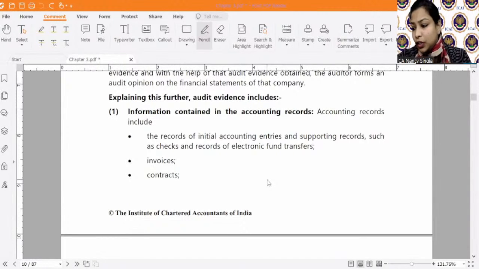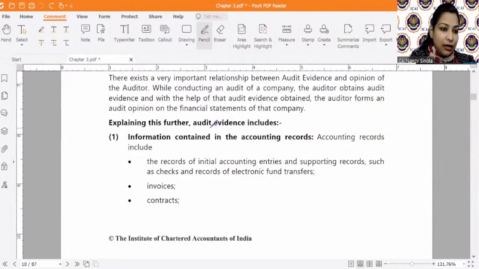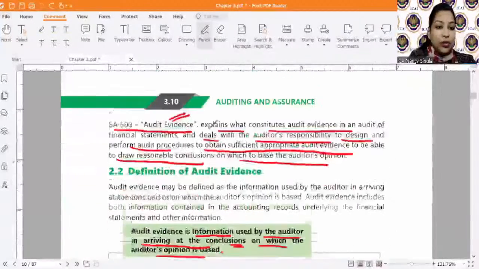Okay? So students are saying independence, unbiasedness, objectivity, freedom. Very good. All answers are correct. But as I always say, this is a professional exam. A lot is expected out of you. So let us look at what exactly the technical words are, or what exactly the provisions contained in SA 500 are. Okay? So let me just take you through module 1.